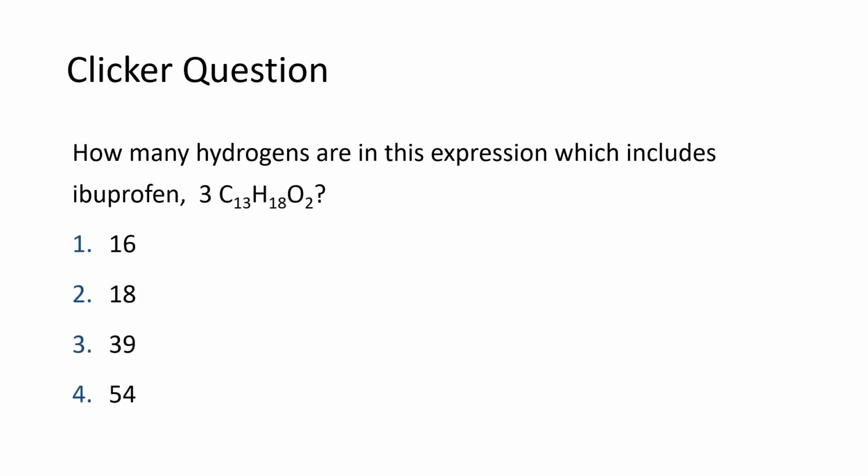Once again, please pause this video and answer this question. All right, Bobcats, hopefully you paused it and you got this one figured out. We saw in the previous slide that a single molecule of ibuprofen has 18 hydrogens in it, but this expression indicates that we have 3 molecules. So to get the correct answer, we would multiply 3 times 18. And let's see, 3 times 8 would be 24, carry a 2, 3 times 1 is 3, plus 2 is 5. So there are 54 hydrogens in this expression, which would be the last answer.